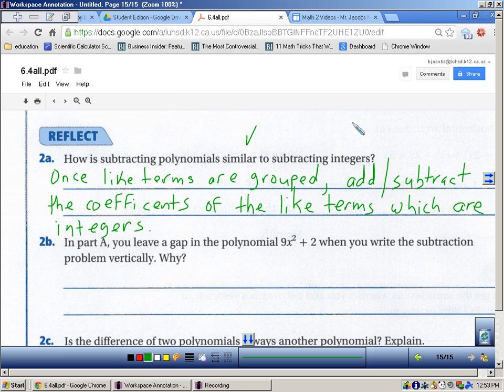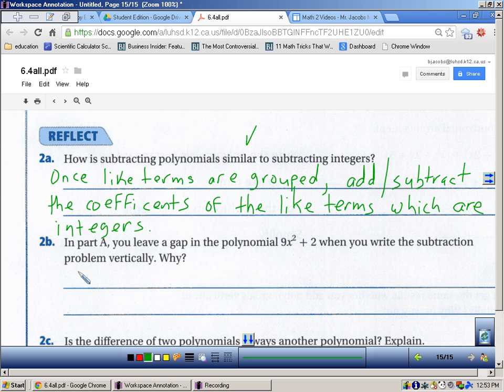In part A, you leave a gap in the polynomial 9x squared plus 2 when you write the subtraction problem vertically. Why? Okay? And here's why. Because when you collect like terms, if you don't have a specific term, then you leave it blank so that you can represent the value of 0. And that's what we do essentially.